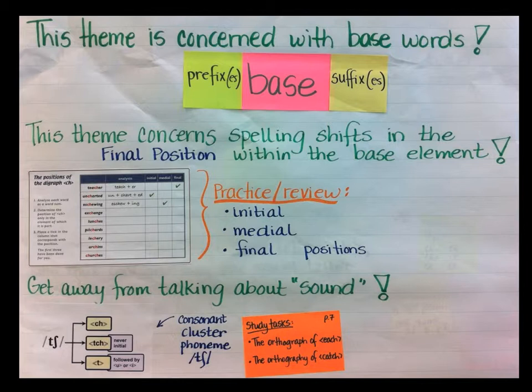The other thing that we need to watch in our own work with kids is talking too much about sound. The consonant cluster sound, ch, can be represented in 3 different ways. So we don't want to say that ch as a sound is what's important. It's actually that sound being represented, and which representation is the one to use, that this theme is concerned with. One thing that you could explore with your kids if they're ready are the study tasks listed on page 7, the orthography of each and the orthography of catch.